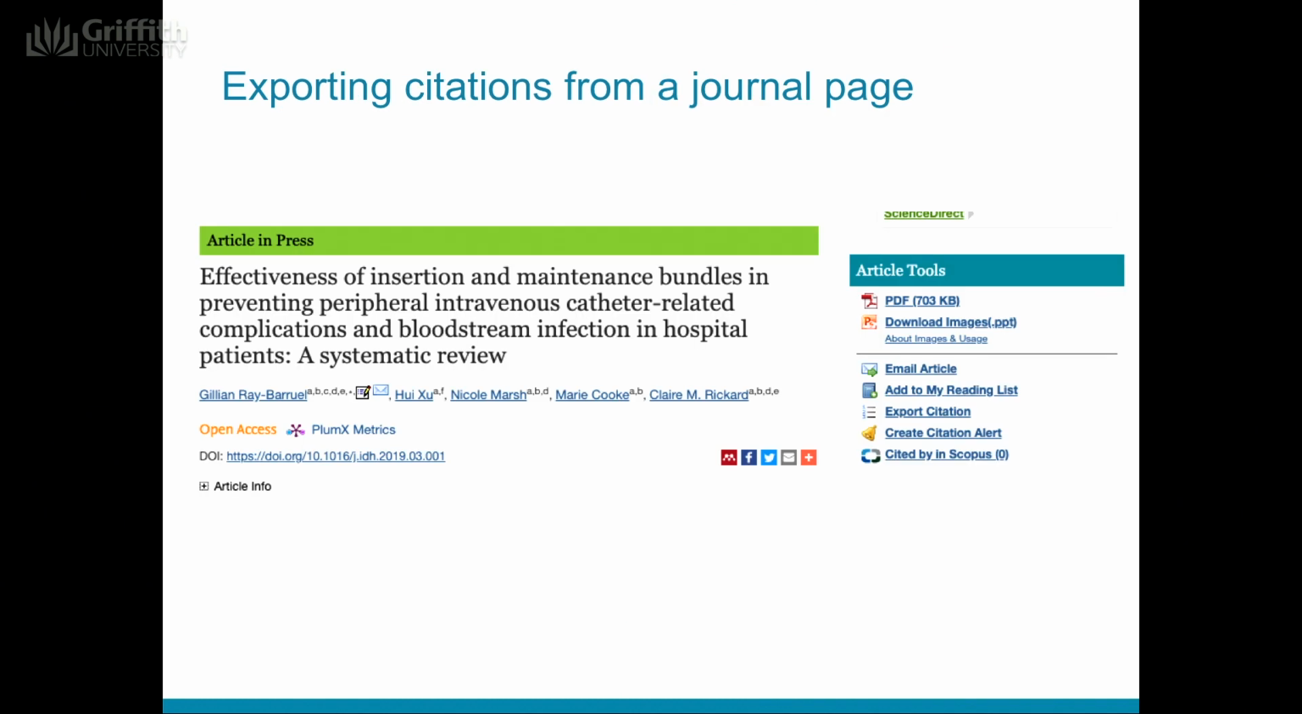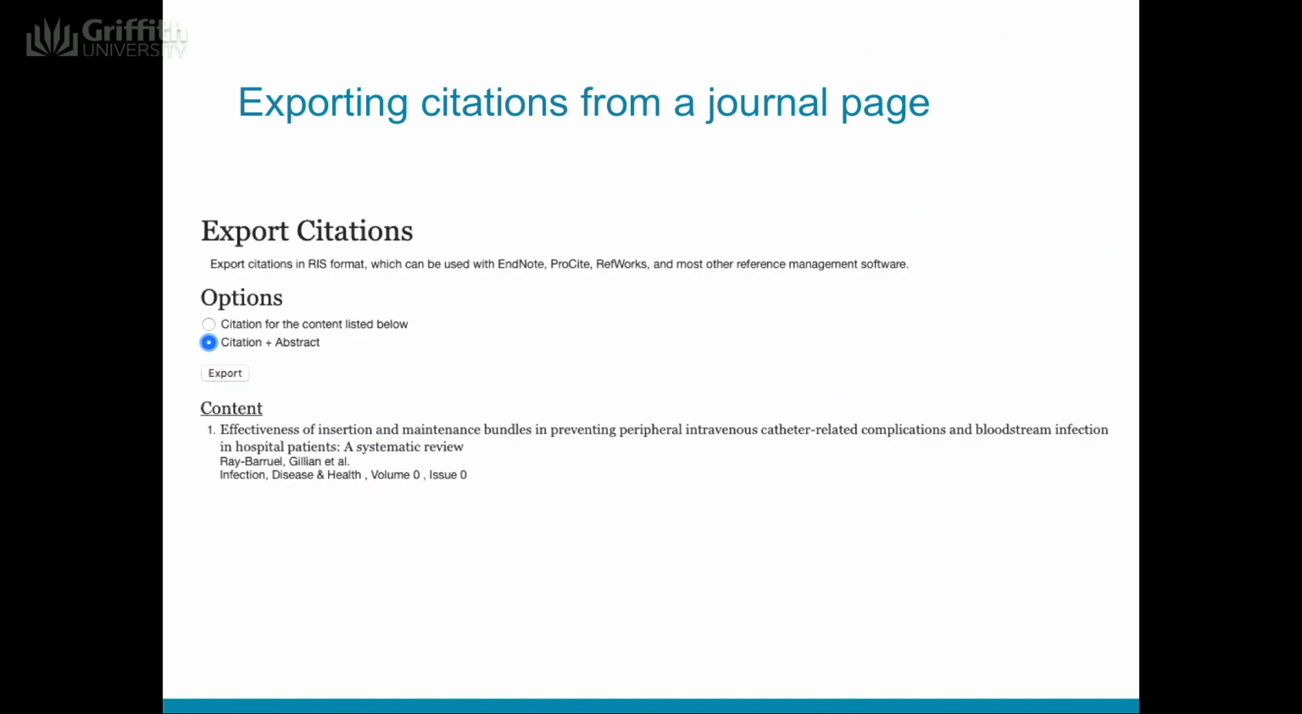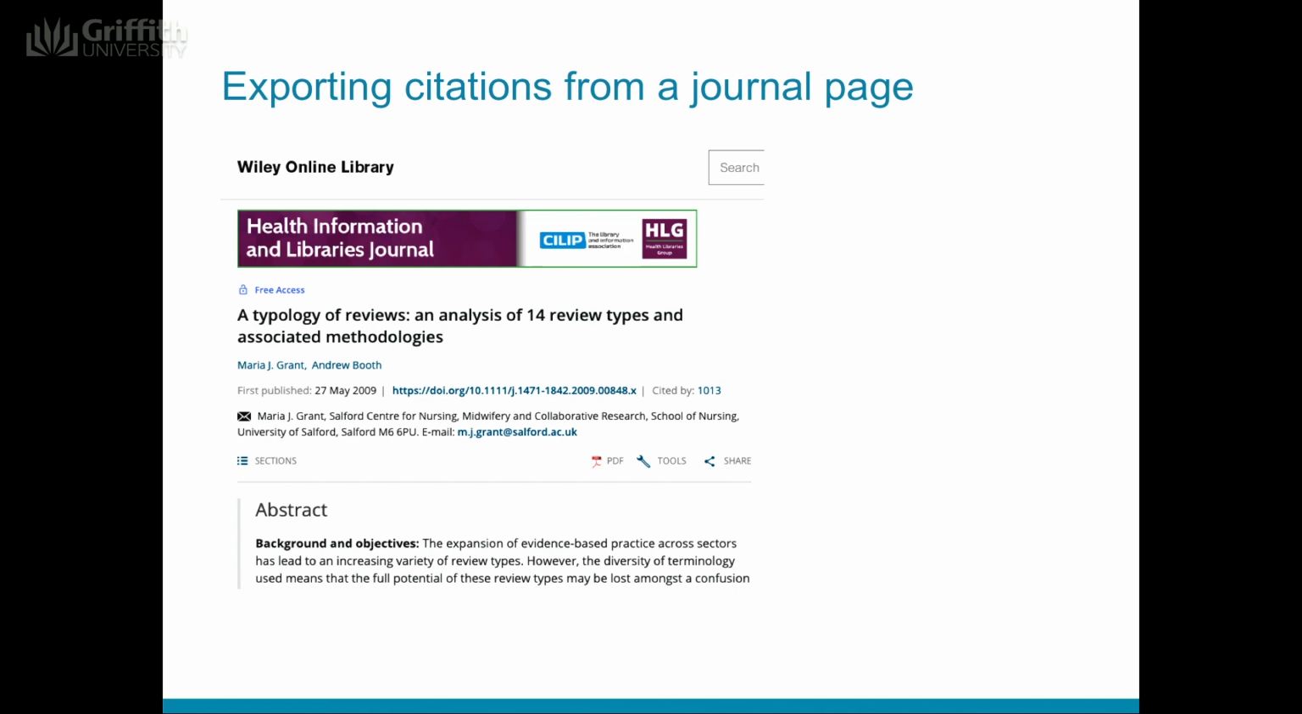Just say, for example, you're on a journal page and you want to keep this article. Well, most journal pages will have an option, export citation. You just click on that, it gives you a citation file, and if you click on the citation file while you're in EndNote, it'll import it directly in. I've clicked on citation. It shows me this is what you're going to get. Yes, I'm happy with that. So I export it.